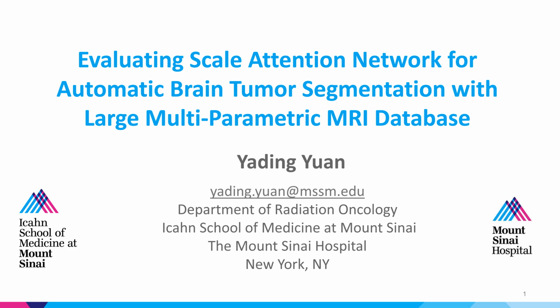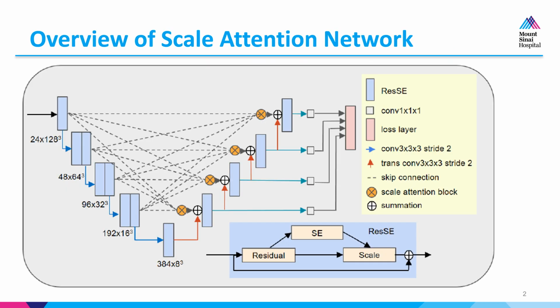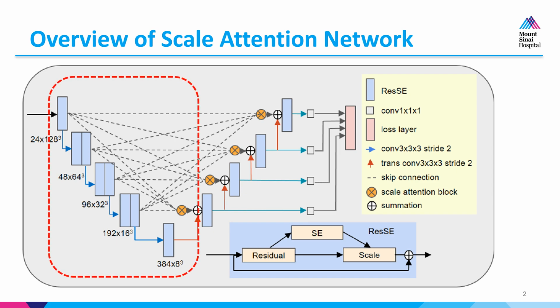We participated in this challenge by further evaluating the scale attention network, which we previously developed for image segmentation, on a larger dataset. This is an overview of the scale attention network. It follows a typical encoding and decoding design. The encoding pathway is built upon ResNet. In order to further improve the representative capability of the model, we added a squeeze and excitation module into each residual block to form an RSE block.